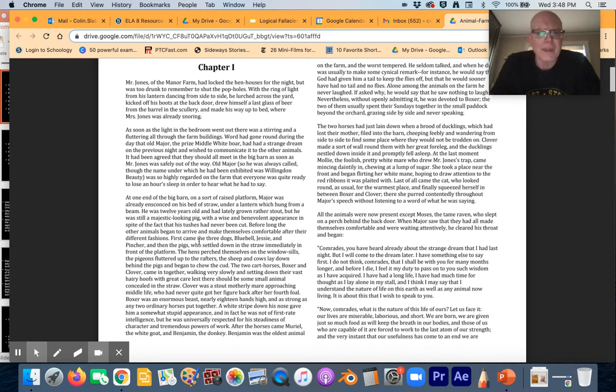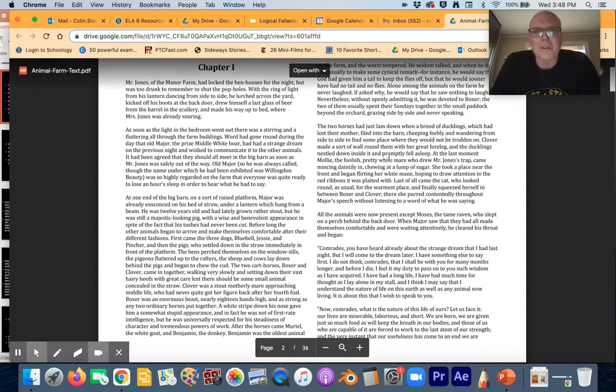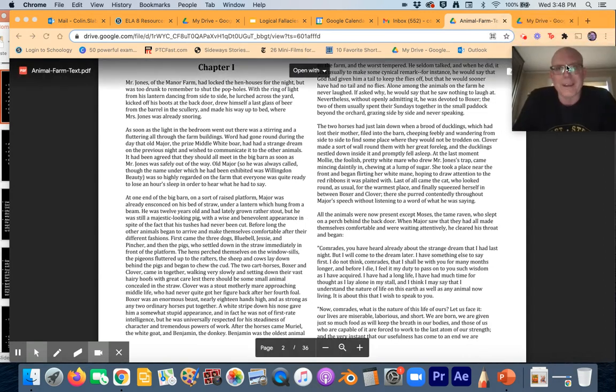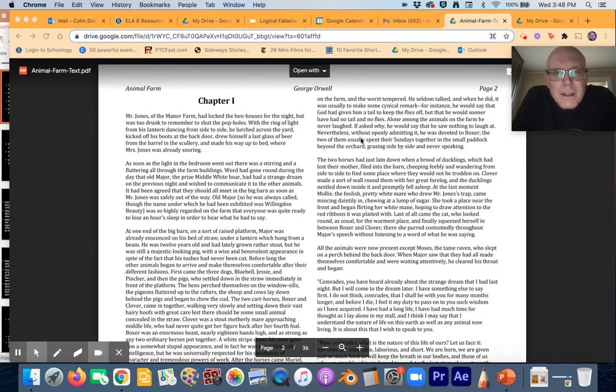After the horses came Muriel, the white goat, and Benjamin, the donkey. Benjamin was the oldest animal on the farm and the worst tempered. He seldom talked, and when he did, it was usually to make some cynical remark.